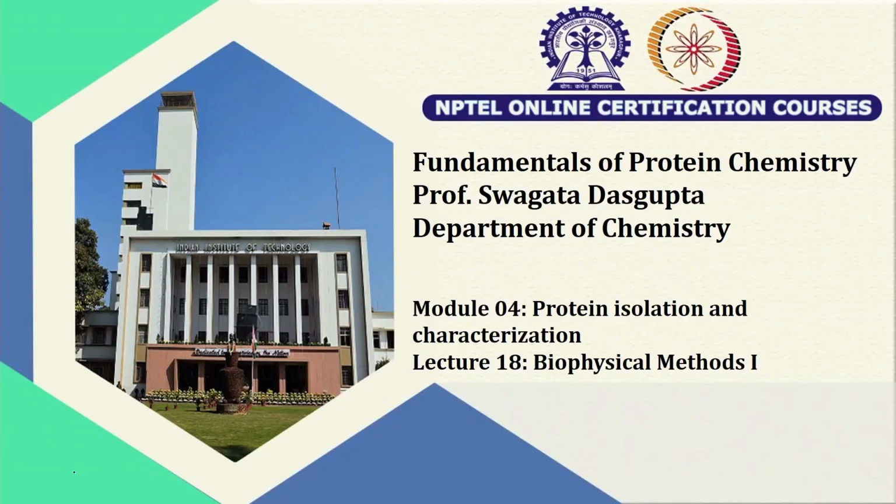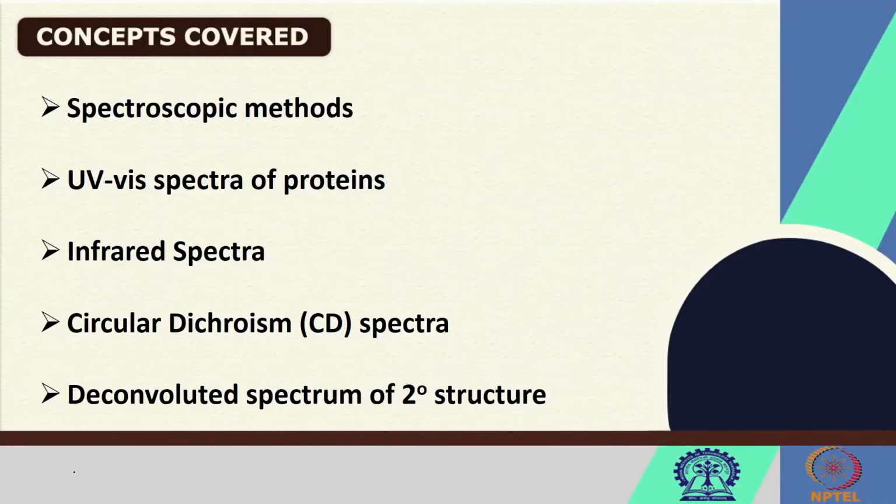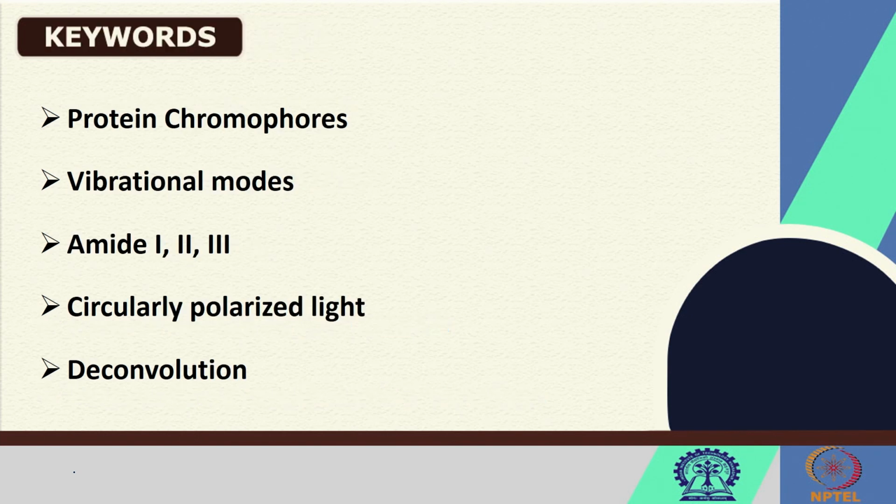In module 4, we have been looking at protein isolation and characterization methods. What we will do in this lecture is look at some of the biophysical methods that are involved in the characterization as well as in the isolation procedures to understand whether we have our protein of interest. The concepts that are going to be covered are the specific spectroscopic methods associated with these types of characterizations in terms of UV visible spectra, infrared, circular dichroism spectra.